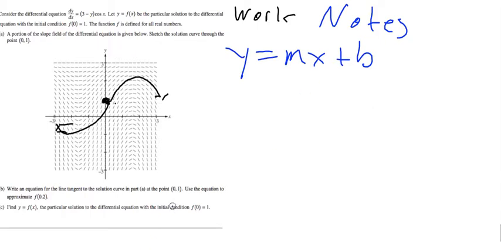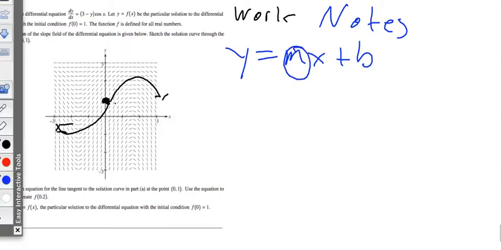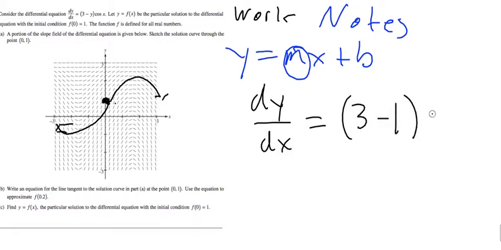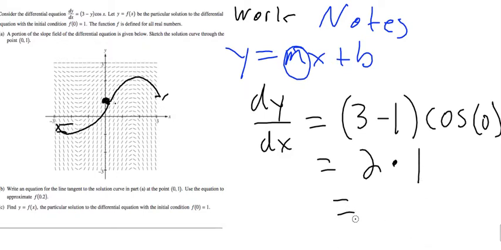What we really need to know is the value to use for m, and that's going to come from our differential equation. So let's take (0, 1), because that's the moment, and plug it into our differential equation, because the job of the derivative is to calculate slope. So we'll have 3 minus 1 times cosine of 0. And you do need to know a few of the basic sine and cosine values. This is going to be 2 times 1, which is going to be 2.